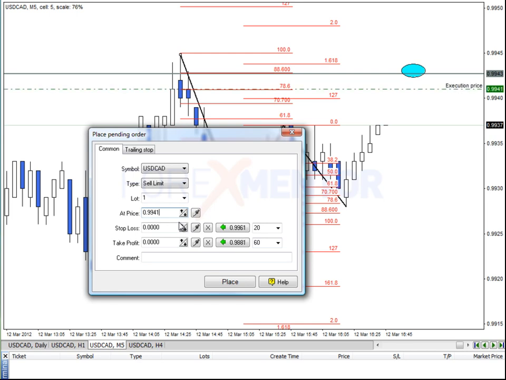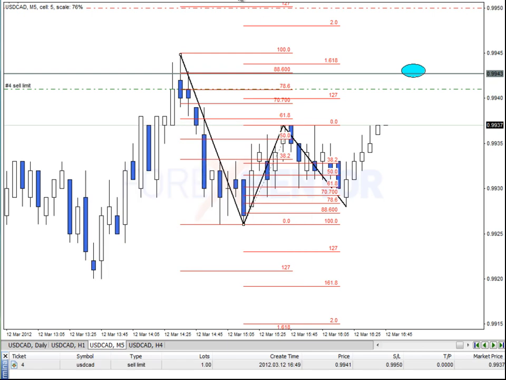So let's go in at 99.41. And the stop we want just above the highs here, 45 plus a spread, so 46. Let's go in at 99.50. So it's a 9 pip risk on the trade, and we'll see what happens.